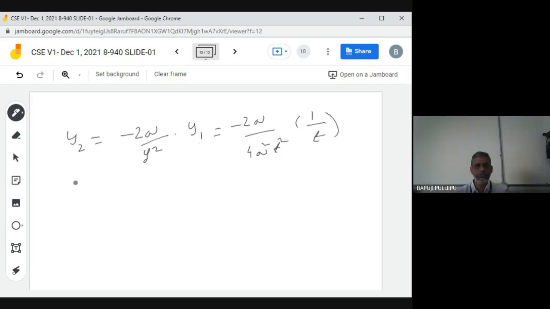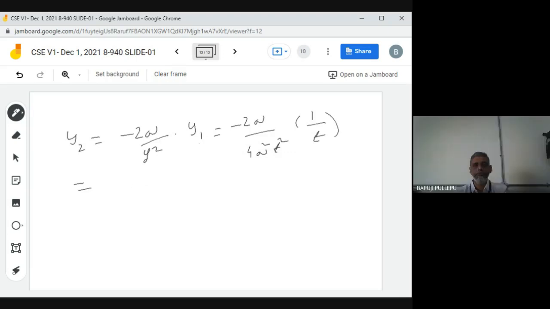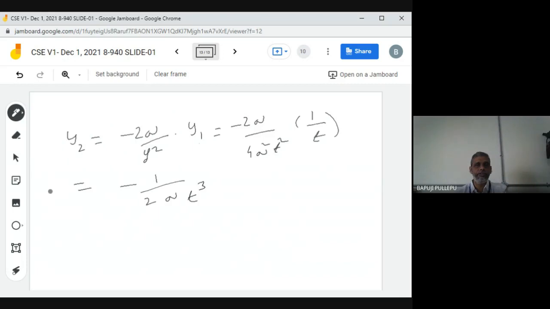So this is equal to what? Minus 1 by 2at, 2at cube. Minus 1 by 2at, 2at cube. That's it. So everything is available in my hand.